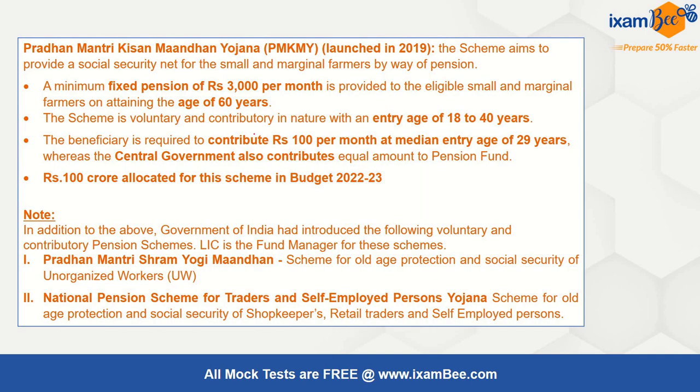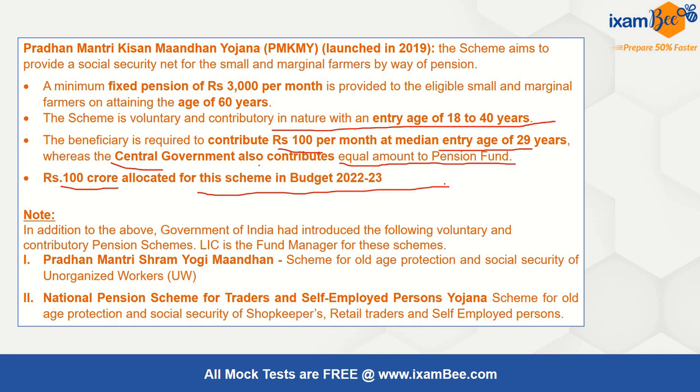The scheme is voluntary and contributory in nature with an entry age of 18 to 40 years. And the beneficiary is required to contribute 100 rupees per month at a median entry age of 29 years, where the central government also contributes an equal amount in the pension fund. Rupees 100 crore was allocated to this scheme in the budget 22-23. It is a recent one.